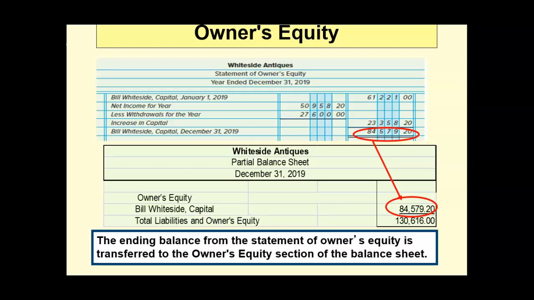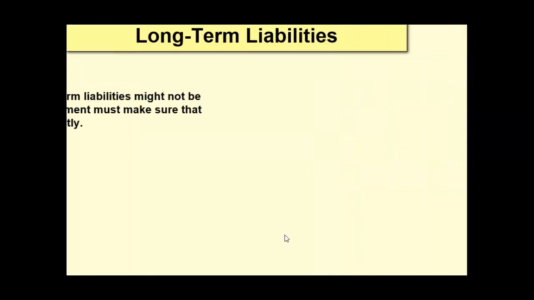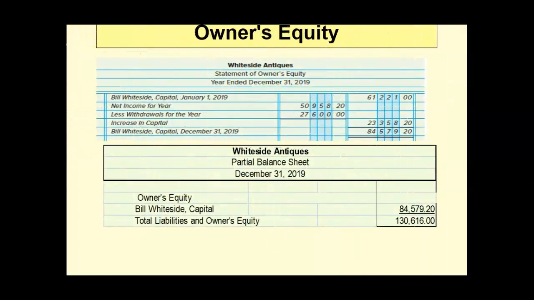So when you put it all together, and I don't necessarily have one on here all together, but you see total assets were $136,616. We only had current liabilities of $46,036.80. We didn't have any long-term for this example. We had the equity of $84,579.20. So the balance sheet still has to balance. Our total assets must still equal our total liabilities and owner's equity. Okay? That will conclude our Chapter 13 lecture on how to prepare what's known as a classified balance sheet.